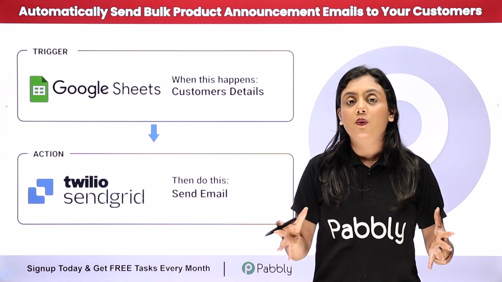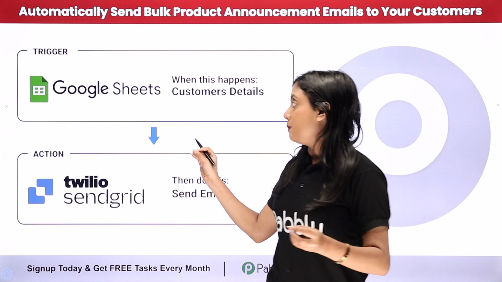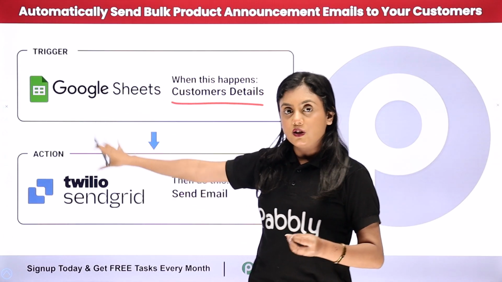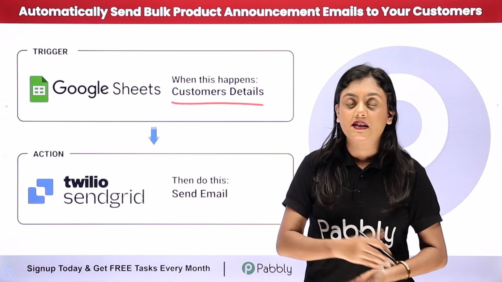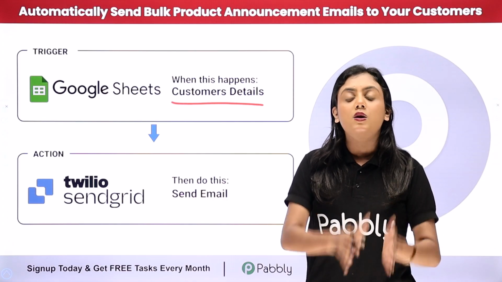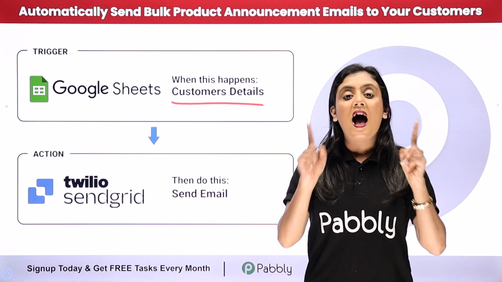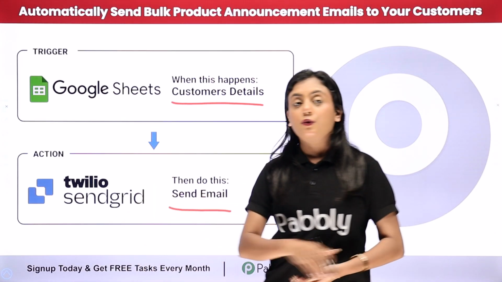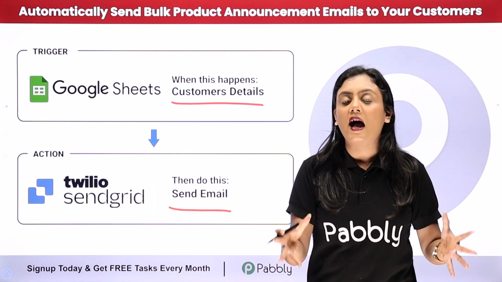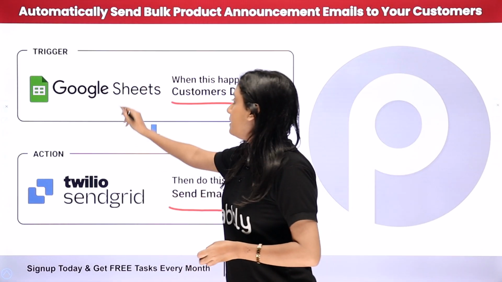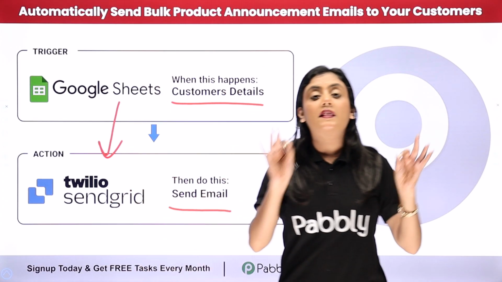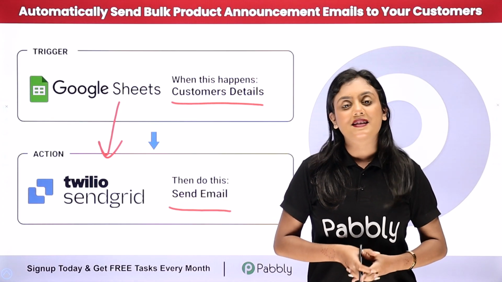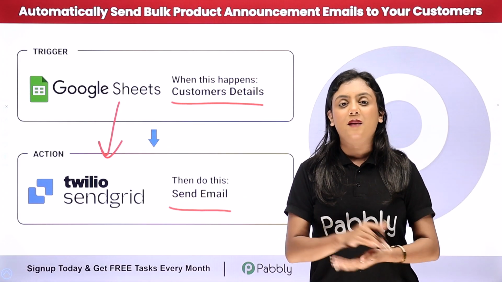With the help of this automation, I will have the customer details in my Google Sheets, or I can add more customer details as well, and towards all those customers at once, in bulk, the email is going to be forwarded through SendGrid. For that, we are going to create the connection between these two applications without any coding and programming skills using this amazing software, Pabbly Connect.